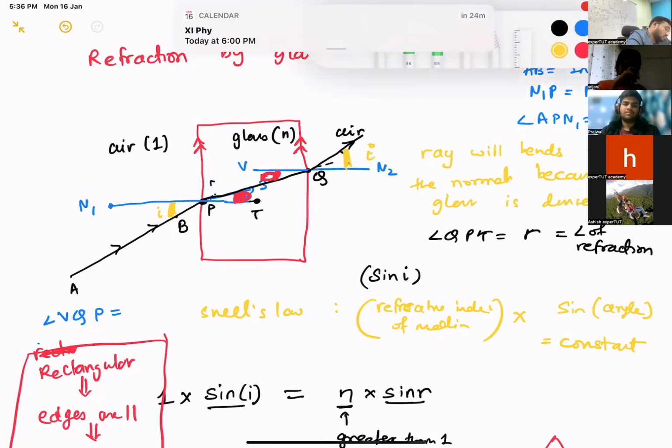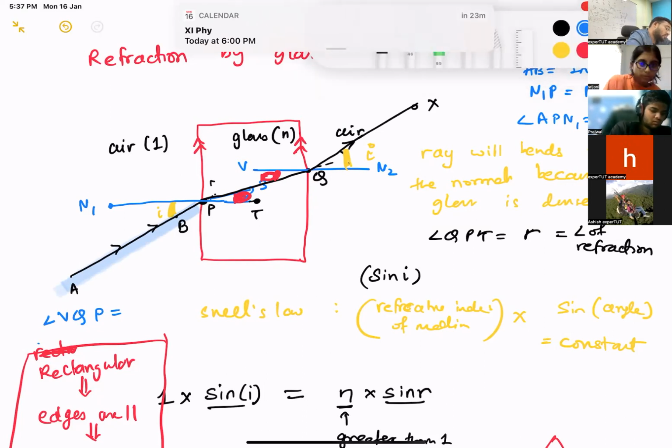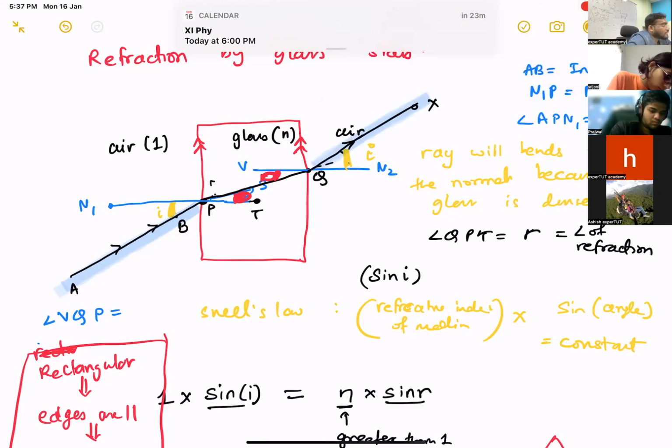Now write the ray AB and QX. The ray AB and QX are parallel to each other. Okay, the ray AB and QX are parallel to each other.